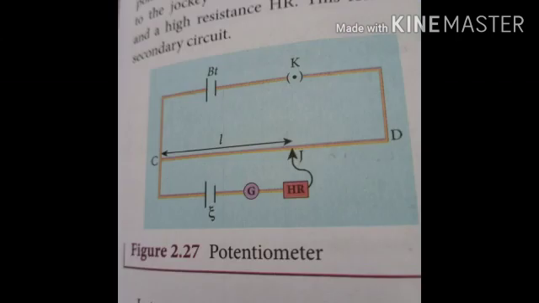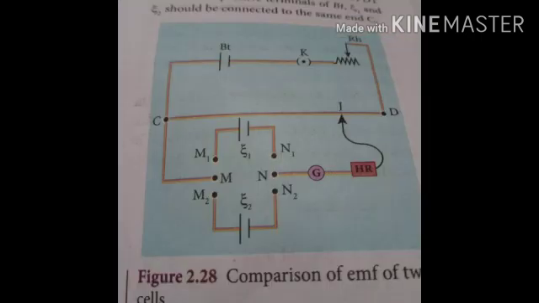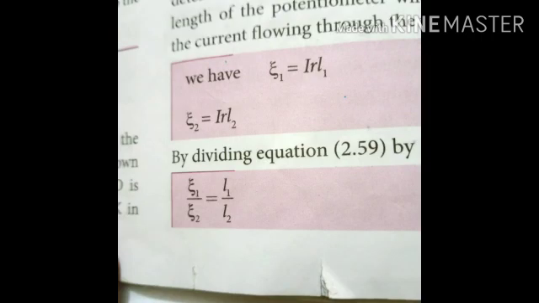Next, the potentiometer. It is used for accurate measurement of potential differences, current and resistance. It has a 10 meter long uniform magnet wire. And by using this, we can compare the EMF of two cells, that is, E1 by E2 is equal to L1 by L2.